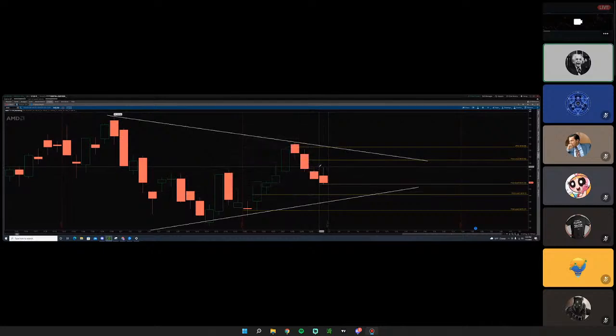For more risk-averse people, you probably could take it here at 148.79 to go long. I would probably consider this level right here to go long on it. Any questions on anything? Okay.